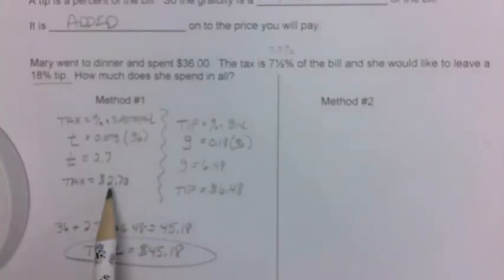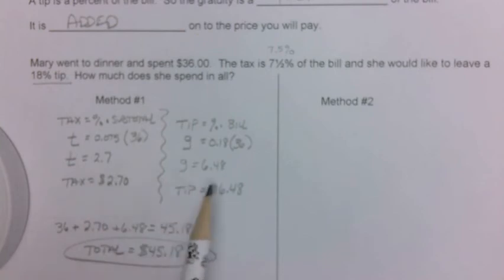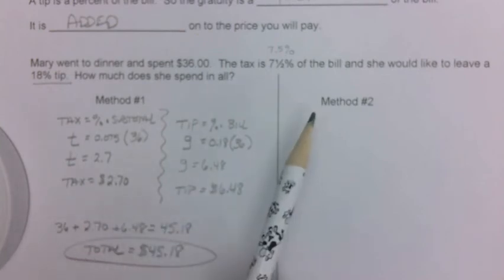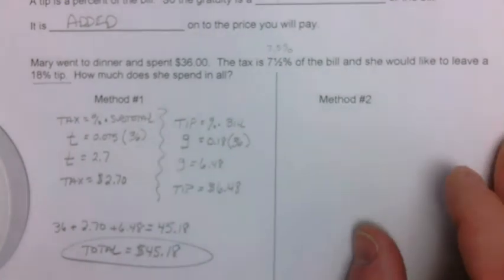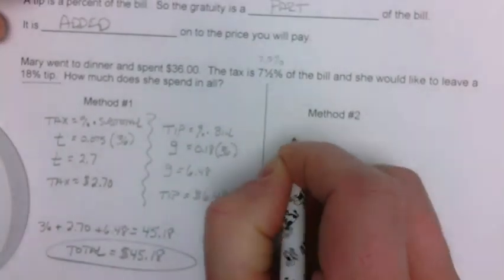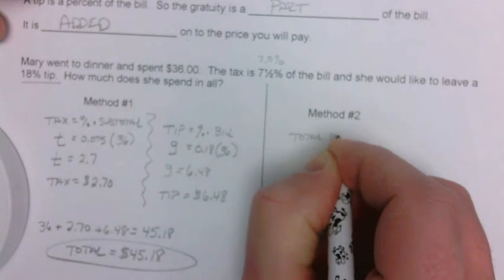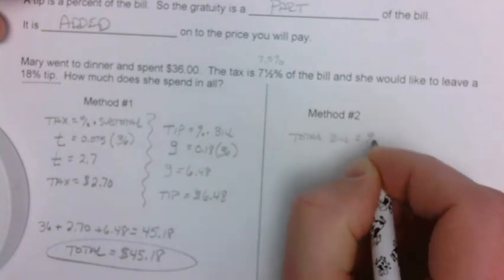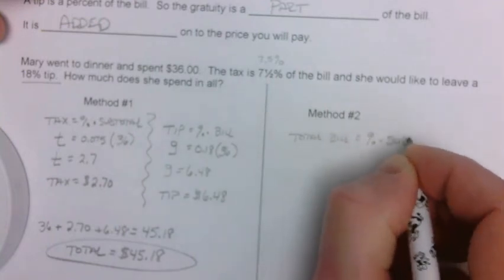And we actually did 3 calculations, one for the tax, one for the tip, and then to add it all together. Method number 2, we can do this actually in just one step. Okay, so in this example, the total bill is going to be a percentage of the subtotal.